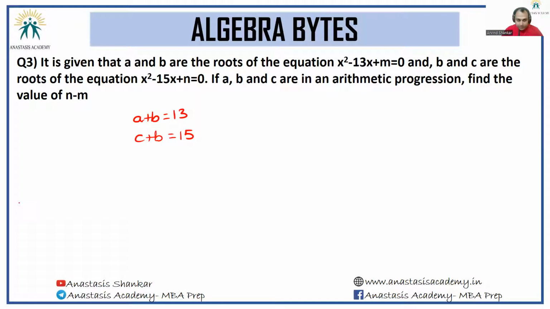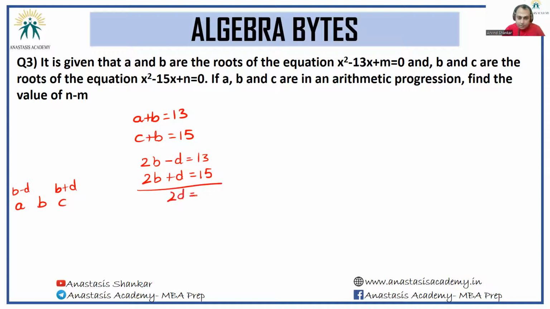So what we have is a, b, c. If they are in arithmetic progression, this is b minus d, and this is b plus d. So if I replace these terms, I would get 2b minus d is equal to 13, and 2b plus d is equal to 15. So the second equation minus the first equation gives me 2d is equal to 2, or d is equal to 1.